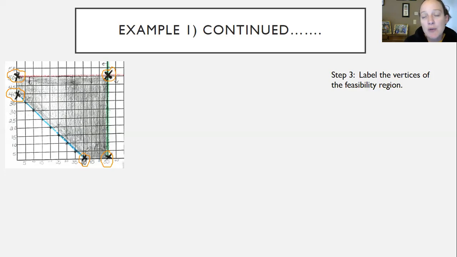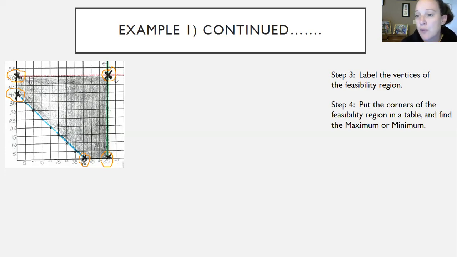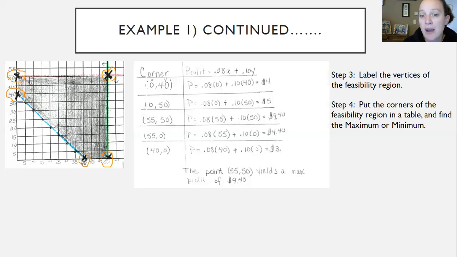Some of it will be easier to see than others, but my recommendation is just to try all of those coordinate points in the profit function. So the profit function is already listed for you. The profit function was 0.08x plus 0.1y, and all you're going to be doing is filling that in. Okay, step four: put the corners in a feasibility region into a table and find your min or max.